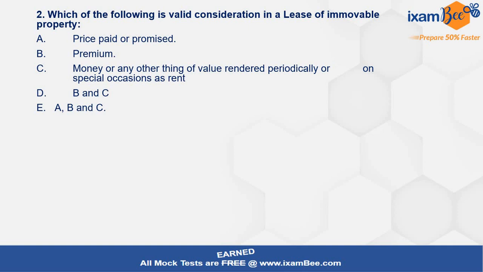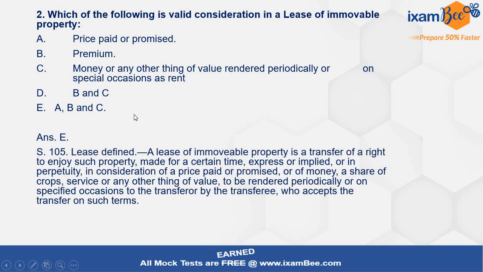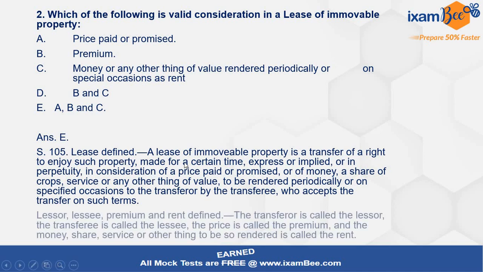अब इसमें से आपको सारे particular considerations पता होनी चाहिए for lease of immovable property. Then you can answer this question very easily. So the particular contents all are covered actually, A, B as well as C. All are a part of lease considerations as a valid consideration, and it is covered under section 105 in which lease is defined. इसमें lessor, lessee, premium, rent सब कुछ define किया हुआ है और lease का transaction भी define किया हुआ है. That is a transfer of right to enjoy such property that is made for a certain time. It can be express also, implied also, and can be for price which is paid also and for promised as well. Premium one time दिया जाता है, rent is something which is paid periodically.